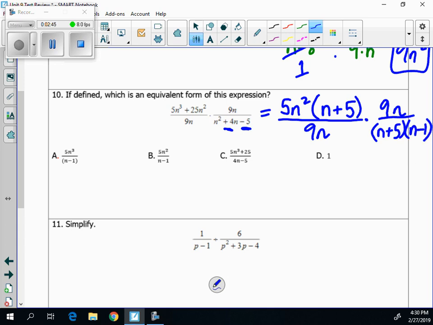Now that everything's factored, we're looking to see what numerator and denominator we can simplify. So n plus 5 over n plus 5. Again, you can always put 1s for everything. And 9n divided by 9n, 1 over 1, and that looks to be it. So let's look at what we have. We clean it up. In the numerator, we have 5n squared times 1 times 1, which is 5n squared, over 1 times n minus 1, which is just n minus 1. And that's our final answer.